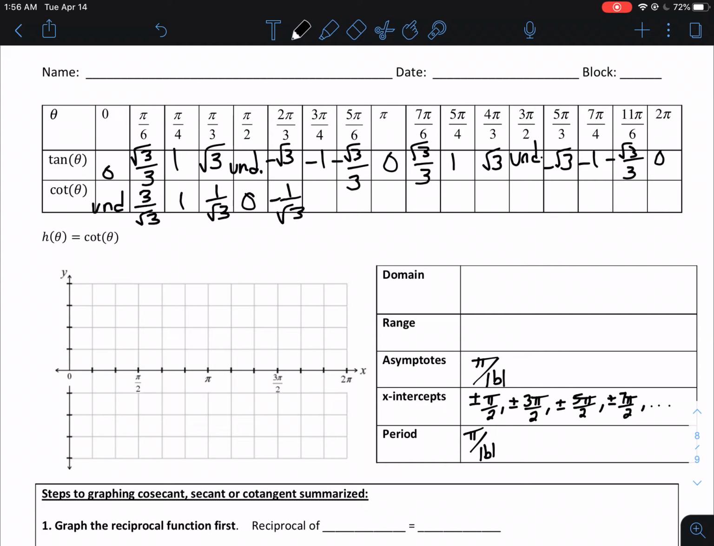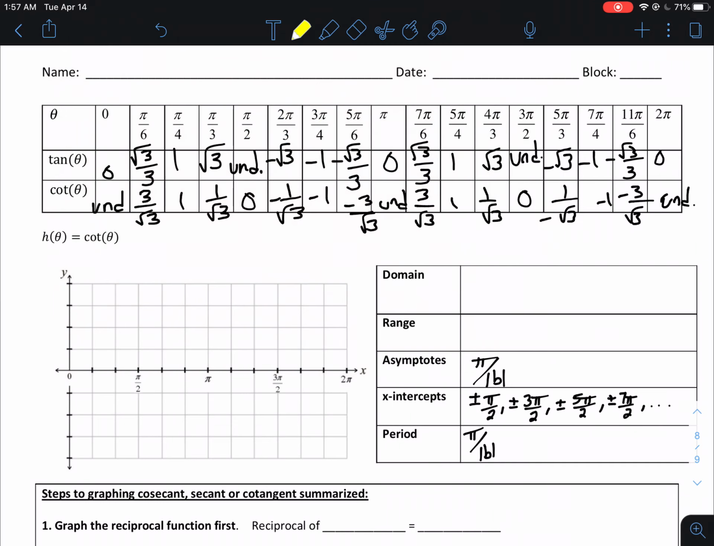And then filling in the rest of these here, go ahead and do that real quick. Undefined, 3 over radical 3, 1 over radical 3. Again, when you get to undefined values, those become 0. Almost there. And undefined. Okay, cool.